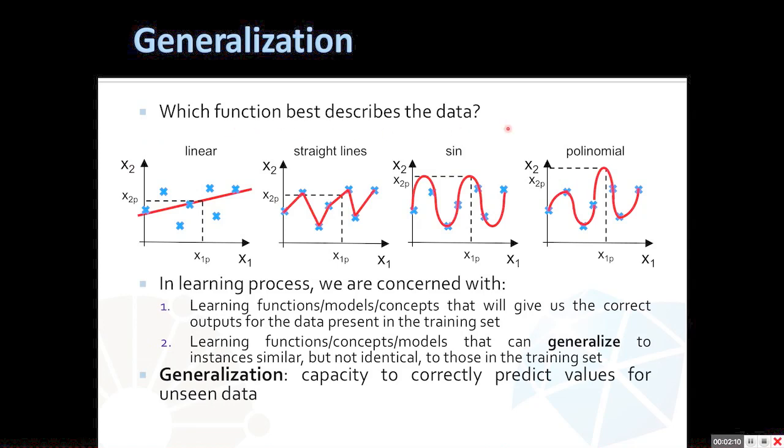In fact, in learning process, we are concerned with two questions. First, learning functions or models or concepts that will give us the correct outputs for the data present in the training set. Okay, all these curves are able to give us the correct outputs for the data present in the training set. Number two, learning functions, concepts, or models that can generalize to instances similar but not identical to those in the training set. So we can understand generalization as the capacity to correctly predict values for unseen data.